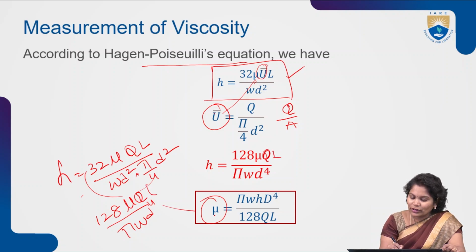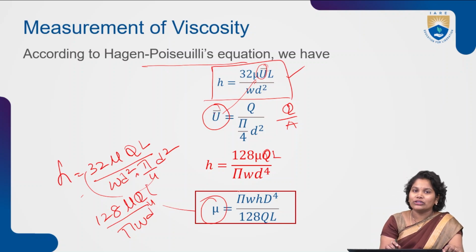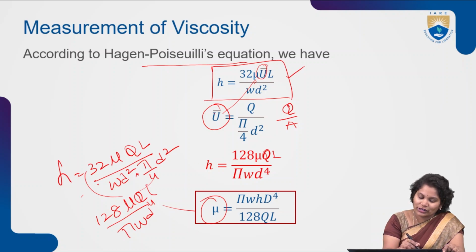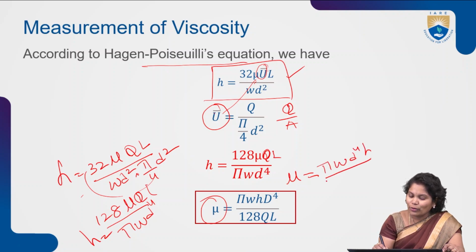Right? So here, mu. We are finding the measurement of viscosity. From this equation, I am taking mu out. H is equal to 128 mu QL by pi WD to the power of 4. So taking mu on the left hand side, all the rest goes to the other side: mu is equal to pi WD to the power of 4 H by 128 QL.